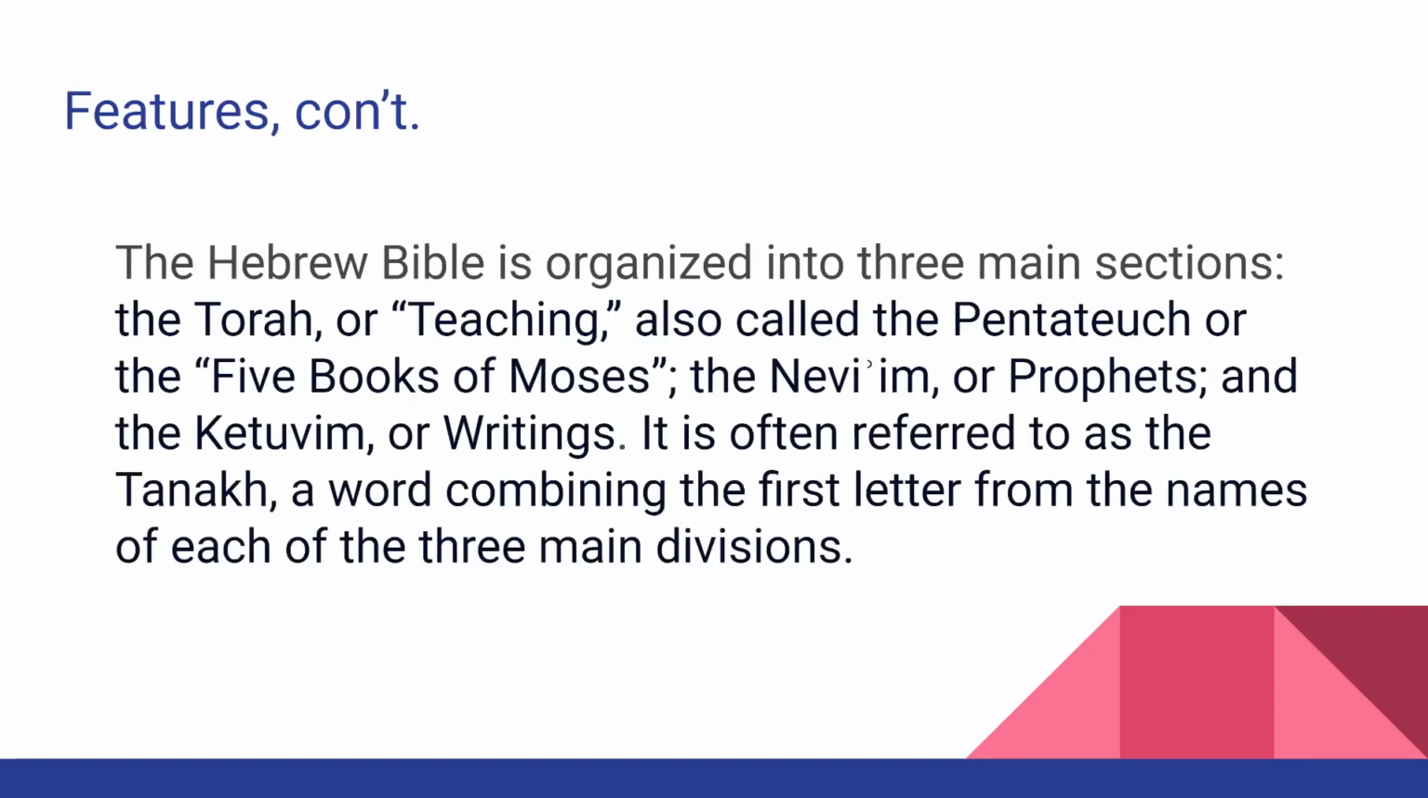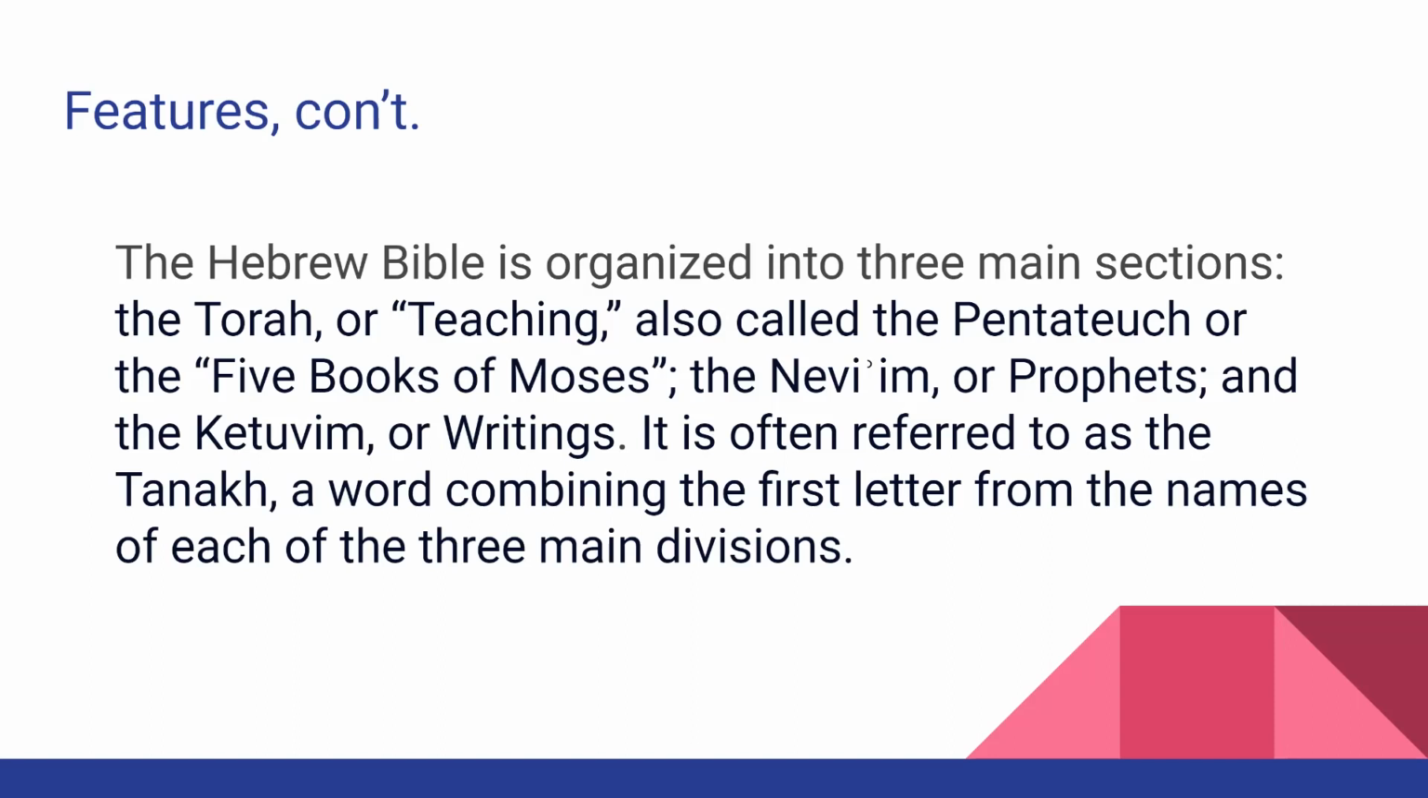So the Hebrew Bible is organized into three main sections. The Torah, or the teaching, also called the Pentateuch, or the 5 books of Moses. And that is what we have studied up to this point: Genesis, Exodus, Leviticus, Numbers, and Deuteronomy. Now the next section in the Hebrew Bible is the Nevi'im, or the prophets. And third, the Ketuvim, or writings.